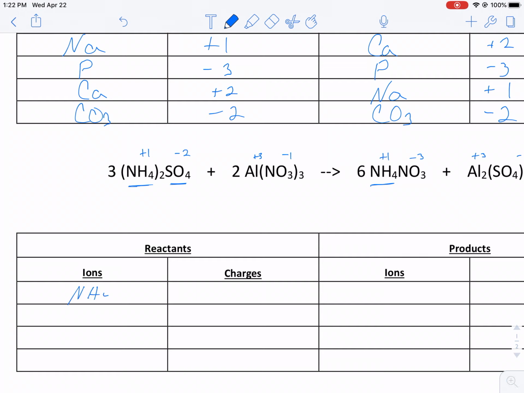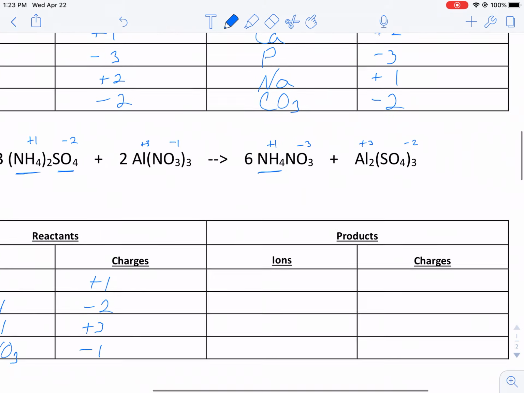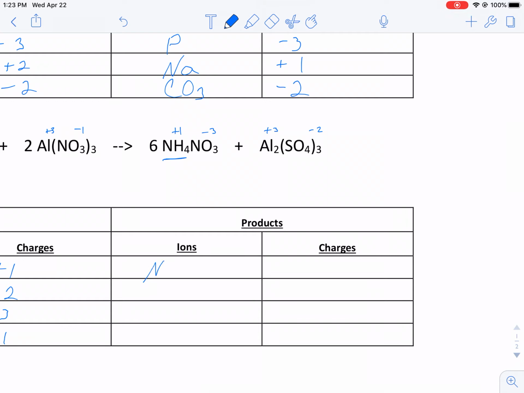NH4 is an ion and it's +1. SO4 is an ion, it's -2. Aluminum is an ion, it's +3. NO3 is an ion, it's -1. Come over here, NH4 is still +1. NO3 is still -1. Aluminum is still +3. And sulfate, SO4, is -2.